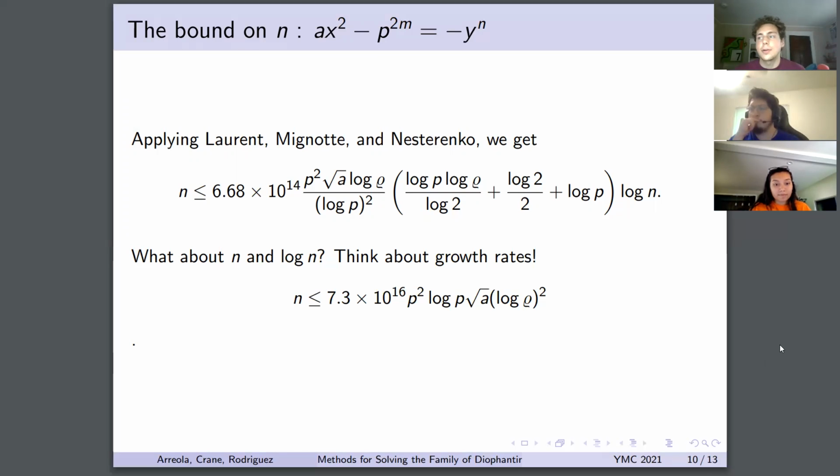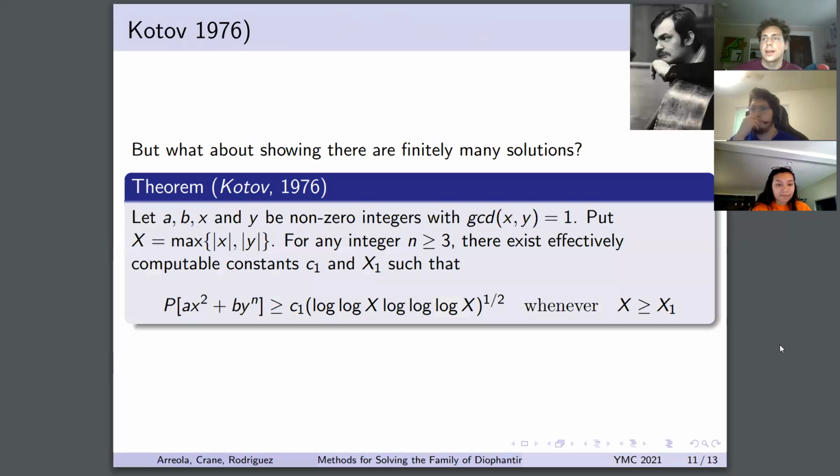So since it's reliant only upon A and P, we can say for any given A and P, there is a bound on n. And so what do we do with that? How do we show that there's finitely many solutions? Well, luckily, Kotov wrote a paper in 1976 that outlines how we can use a theorem to show that there are finitely many solutions.